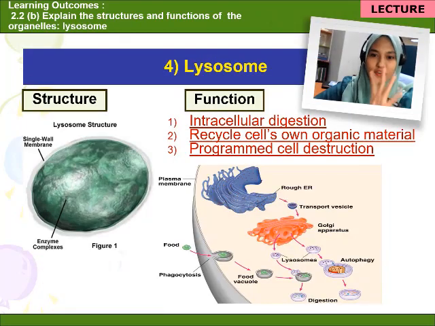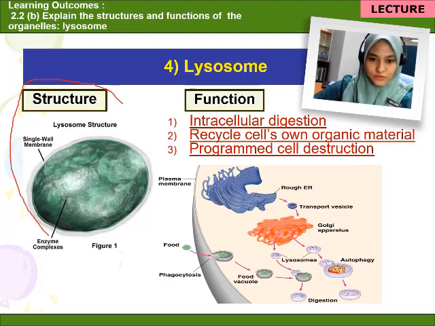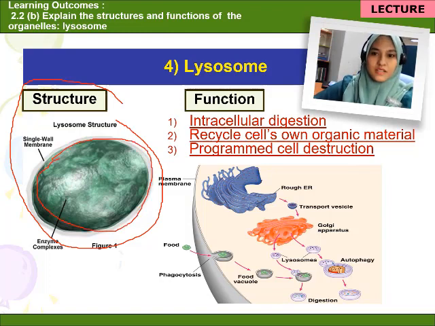The fourth organelle is lysosome. As you can see here, this is the structure of a lysosome. It is spherical in shape, and it is enclosed by a special single membrane which may contain hydrolytic or digestive enzymes. So inside here there are enzymes. Basically, the lysosome has three functions.